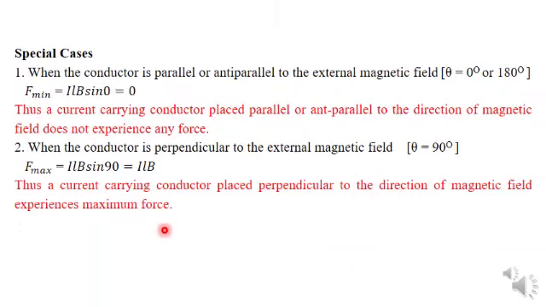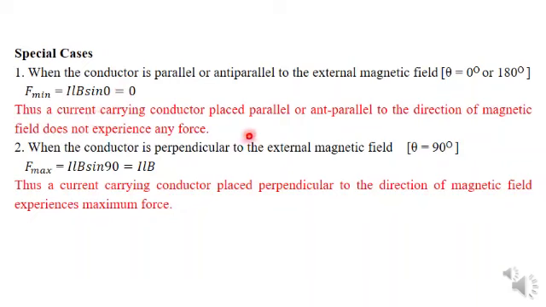Now we can discuss special cases. When the conductor is parallel or anti-parallel to the external magnetic field, theta will be either 0 or 180. So the expression of force becomes I L B sine 0 or sine 180, which is 0. Thus, a current carrying conductor placed parallel or anti-parallel to the direction of the magnetic field does not experience any force.